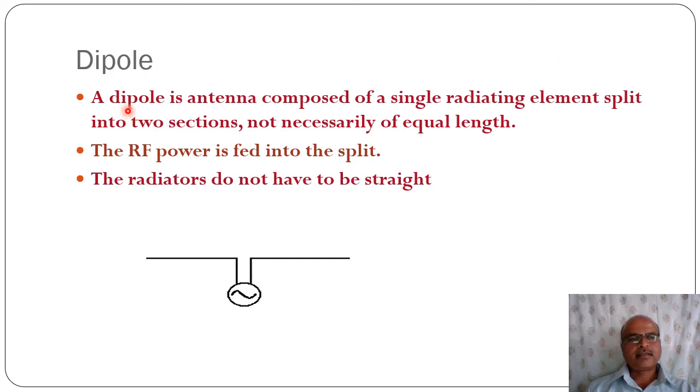First wire antenna: the dipole. A dipole is an antenna composed of a single radiating element split into two sections, not necessarily of equal length. The RF power is fed into the split. The radiators do not have to be straight. So this is a dipole antenna.